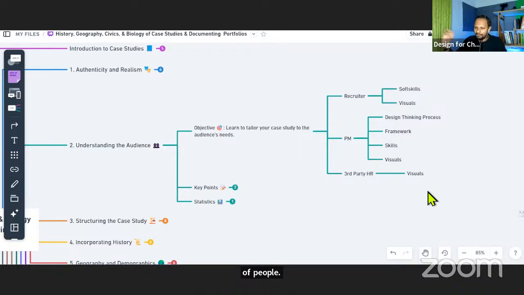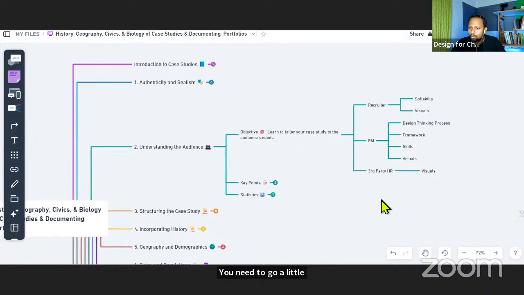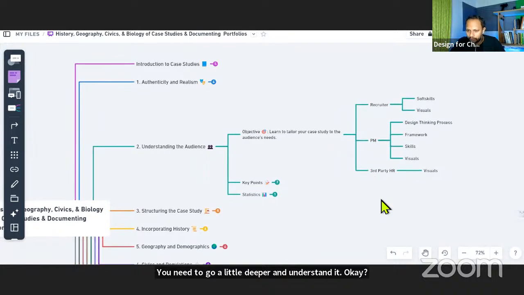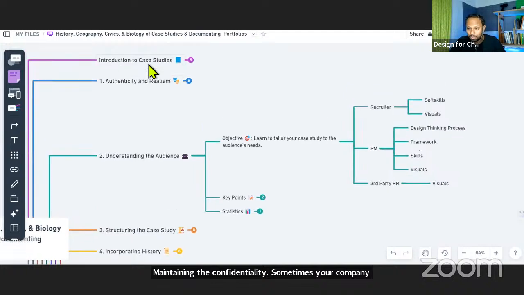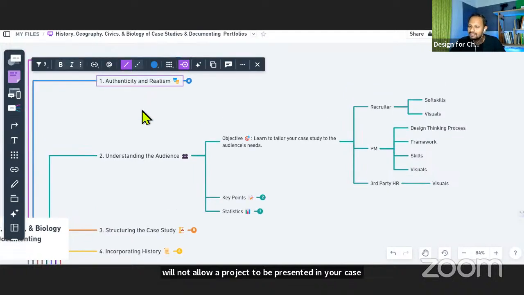There are many deeper aspects to it, but let's get back to the topic of structuring a case study. You need to go a little deeper and understand it, because many times you will be internally pitching for an opportunity in your organization. At that time, what kind of project do you need to show? Maintaining confidentiality, sometimes your company will not allow a project to be presented in your case study. That's why authenticity and realism is important.